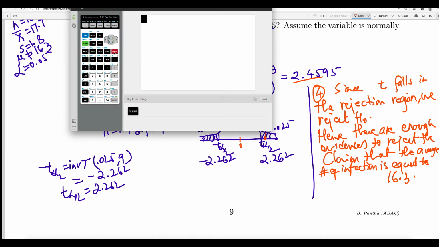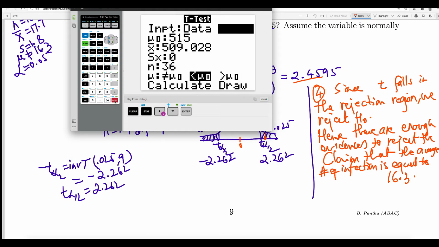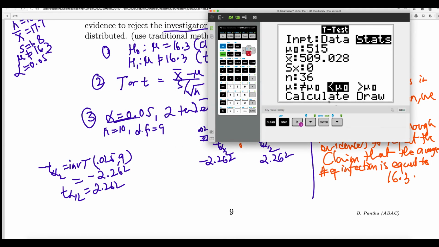So clear everything there and go to the stat and then test. We will use t-test instead of z-test. We use t-test. Why? Because sigma, the population standard deviation, is not given. Let me hit enter. Do you have data or statistic? We have statistic, right? So what is the mu 0? Mu 0 was 16.3. So you write 16.3. And then what is x bar? X bar is 17.7, right? Because that's what we got here.